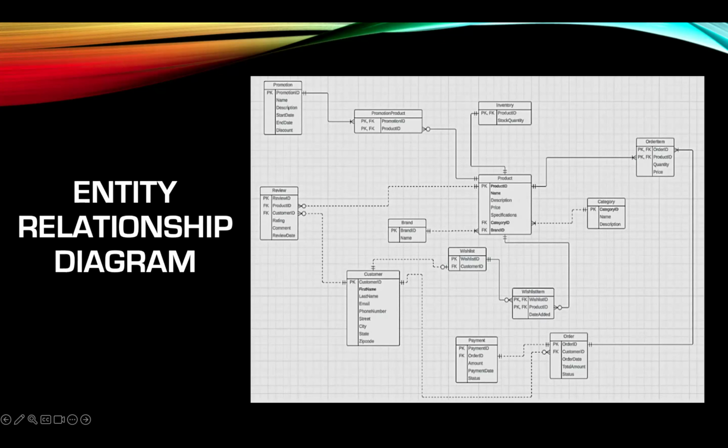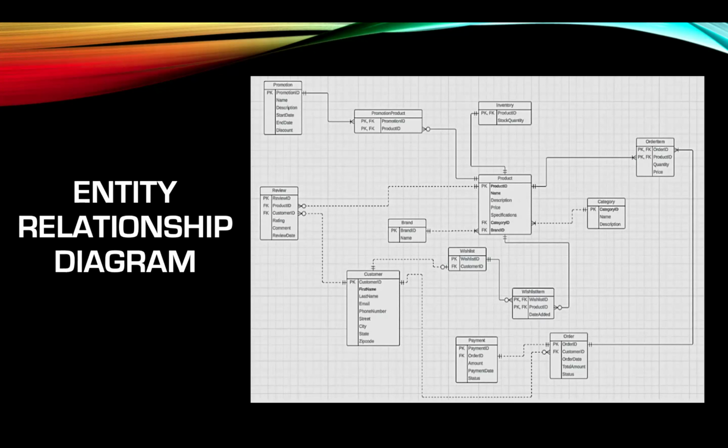Some of the key design decisions we took: for wishlist item, we don't have a separate primary key. We are using wishlist ID and product ID as a composite key. And for inventory, we don't have a separate primary key. We are using the product ID of the product.